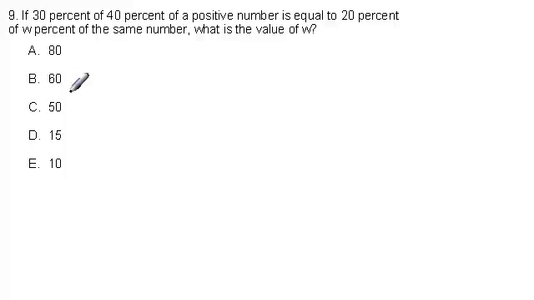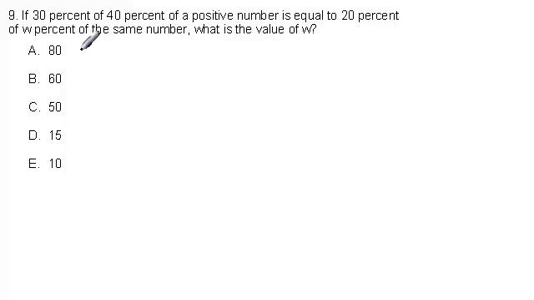Here is the response for question number 9. The question says, if 30% of 40% of a positive number is equal to 20% of W% of the same number, what is the value of W? I'm going to set up an equation.